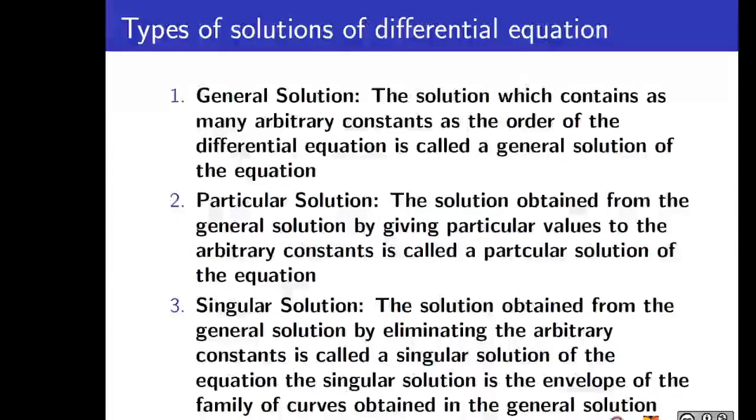So when you talk about solutions, we can have three solutions. One is general, which has arbitrary constants as many as the order of the differential equation. And particular solution is when we find values of these arbitrary constants based on some conditions. Singular solution is where you eliminate all the arbitrary constants and get an envelope of the family of curves of the general solution, which will not have any arbitrary constant.